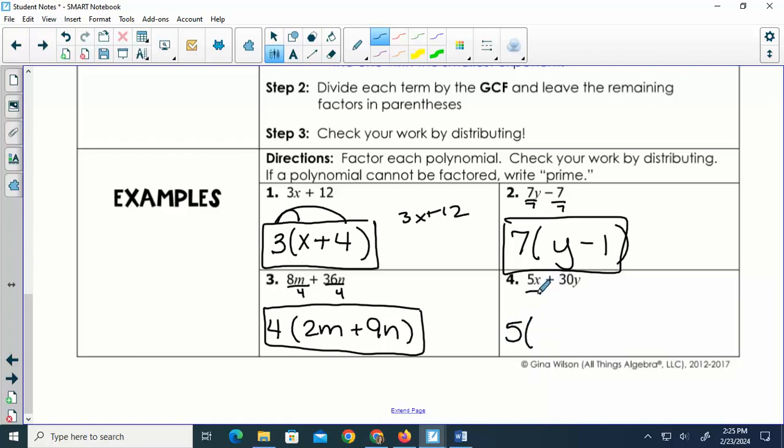So 5x divided by 5 would give me x. 30y divided by 5 is 6y. All right, are we doing okay with this? Okay, I'm going to start jumping around a little bit.